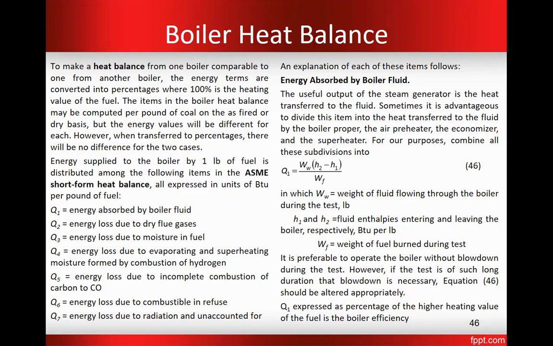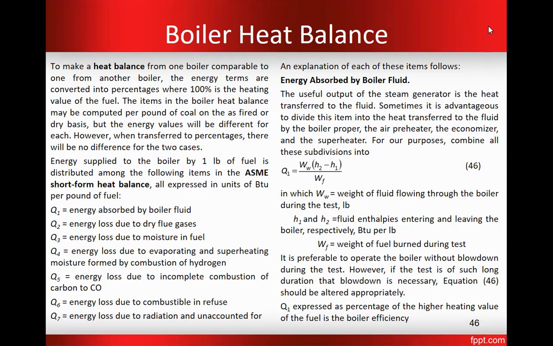Q1 is equal to energy absorbed by the boiler fluid. Q2 is equal to energy loss due to dry flue gases. Q3 is equal to energy loss due to moisture in fuel. Q4 is equal to energy loss due to evaporating and superheating moisture formed by combustion of hydrogen. Q5 is the energy loss due to incomplete combustion of carbon to carbon monoxide. Q6 is equal to energy loss due to combustible in refuse. Q7 is energy loss due to radiation and unaccounted for.